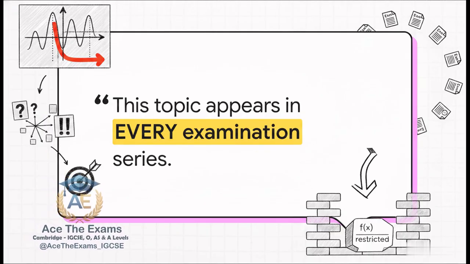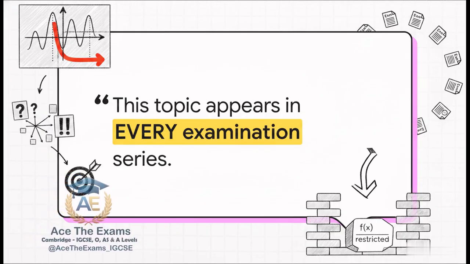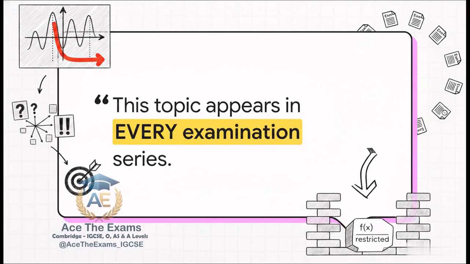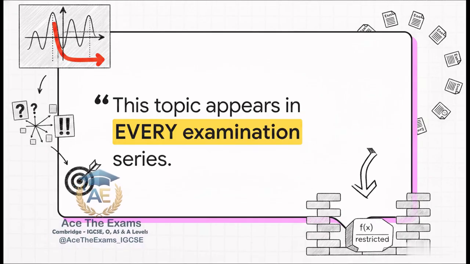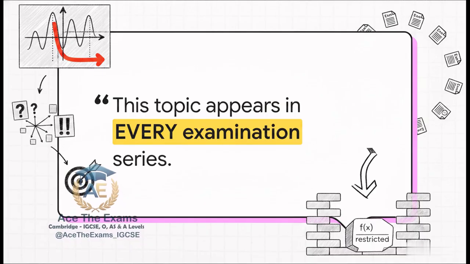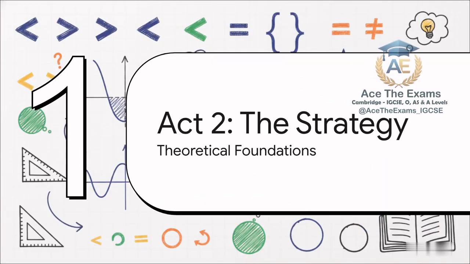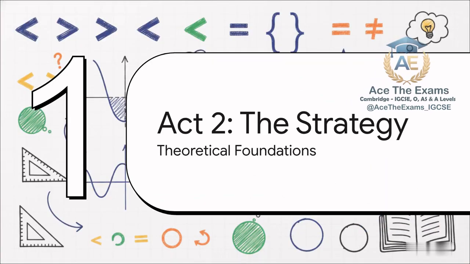Whether you are just aiming for that baseline pass to get through, or you're shooting for the absolute top-grade boundary, your ability to logically argue why a domain must be restricted, which is usually to ensure a function is one-to-one so its inverse can exist, is a fundamental, foundational pillar of your Cambridge mathematics success. Act 2, the strategy reveal, the theoretical foundations.